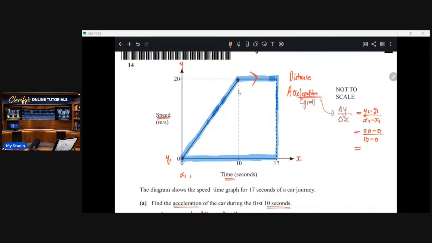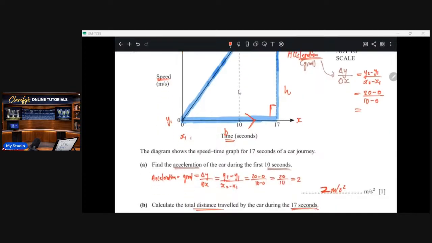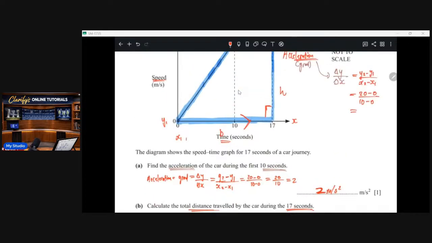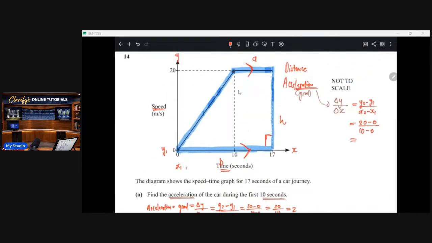For all those who have done maths, you can see that it's a trapezium. These two sides are parallel to each other. Then this becomes our height, because it is a perpendicular thing. So this becomes my A, this becomes my B, this becomes my height. And I'll say now distance is equal to area. It is the area of a trapezium, which is A plus B divided by 2, then times height. A and B are the two parallel sides.